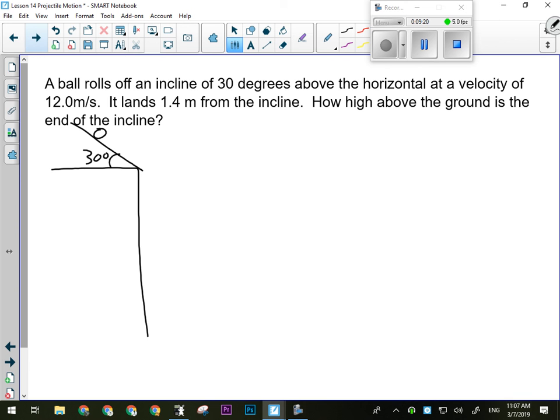As a projectile projected at an angle, this is still a projectile projected at an angle. It's just that the angle is downwards. So remember, this is a bit of math geometry here, your law of similar triangles. If this angle's 30, what's this angle?